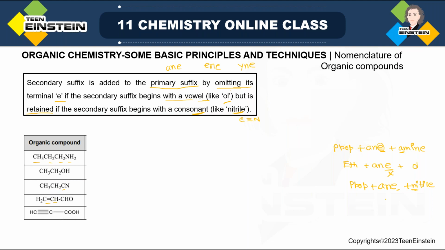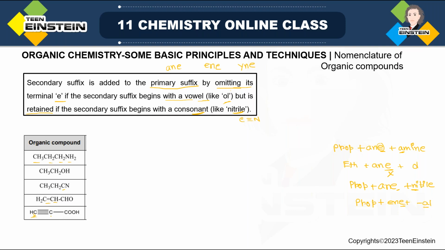Come to the fourth example. Total number of carbon is 3. So I will write here "prop". We have a C-C double bond. So "ene". Then we have CHO group. So here also you have to count all the 3 carbon. Don't forget the carbon of CHO. That also should be treated in the root word. So total 3 carbon. It is "prop" and it is "al". Now, as it is a vowel, you have to omit this E. So it will be propanal. No E will be there.